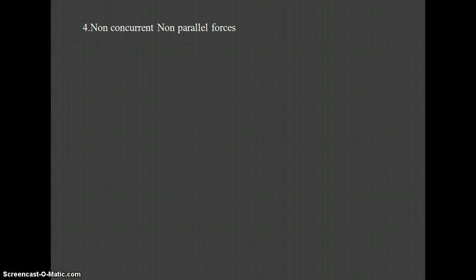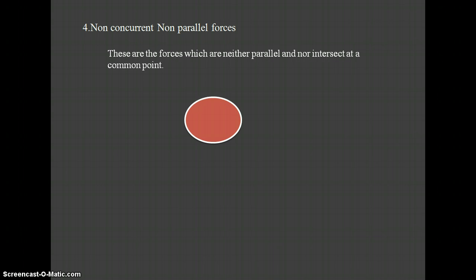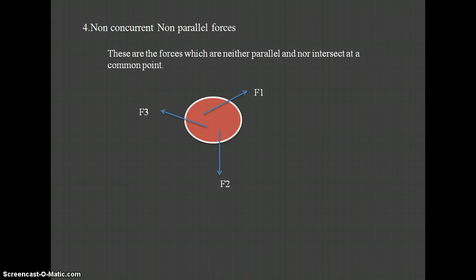Next, non-concurrent, non-parallel forces. These are the forces which are neither parallel nor intersect at a common point. So these are totally opposite to the concurrent forces and parallel forces. It means a number of forces will be acting on a body at random. So consider here it is a body and the forces are acting like this. That means these are the forces which are not parallel to each other and nor are they acting from the same point. So these kinds of forces are called non-concurrent, non-parallel forces.